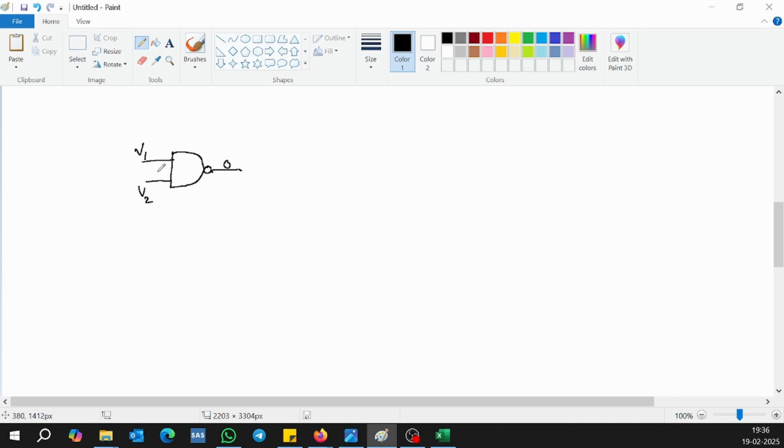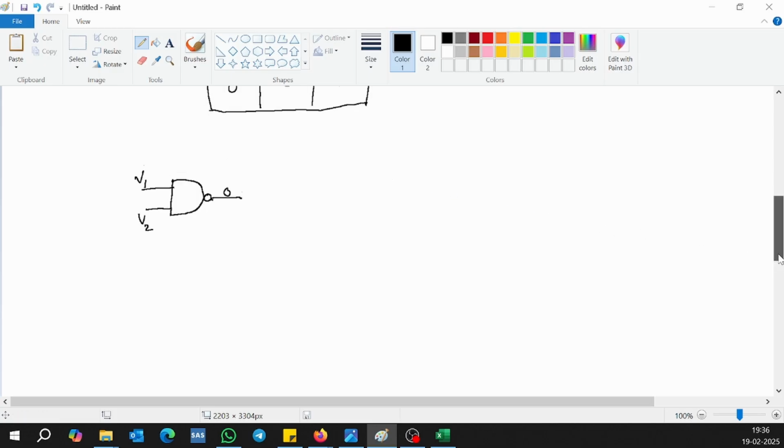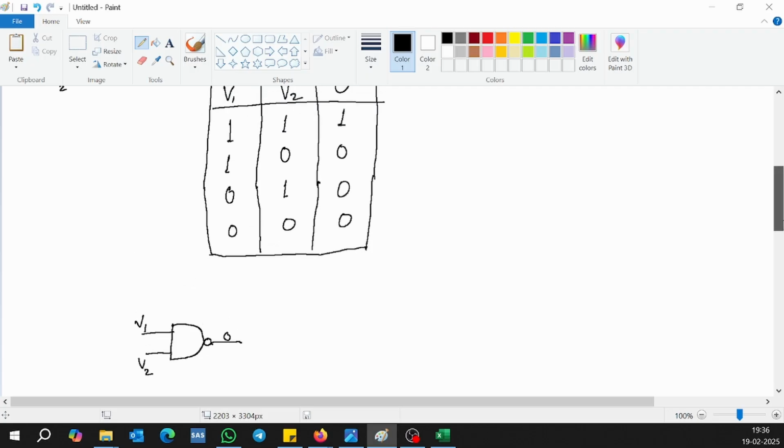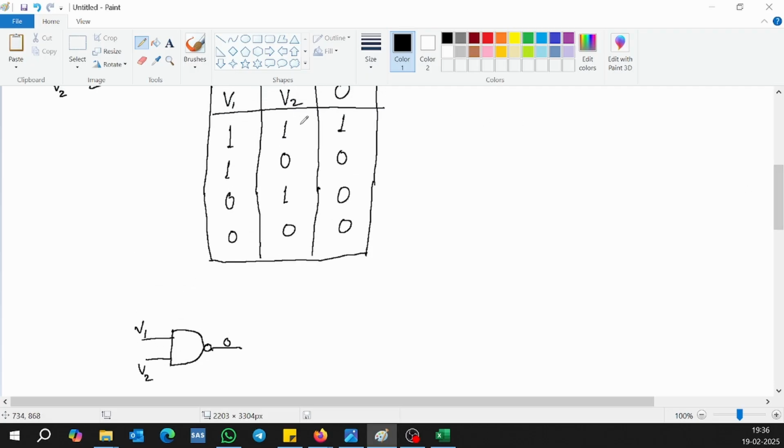In case of a NAND gate, when V1 is 1 and V2 is 1, the output will be 0. It is just opposite to what the AND gate does. I'll show you. This was a case of an AND gate: V1 is 1, V2 is 1, output was 1. But in case of NAND gate, it will be just opposite. So it will be 0.